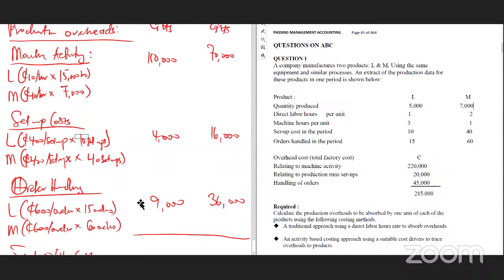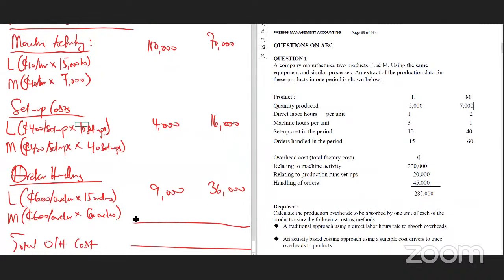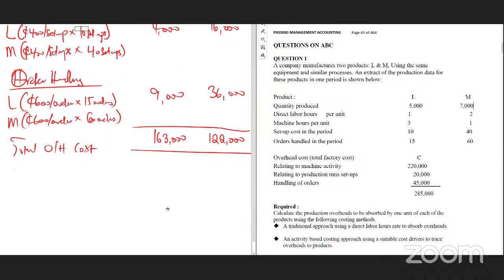And then if you add it up, you realize that we have this guy 150,000 plus 4,000 plus 9,000, that is 163,000. Then you have 70,000 plus 16,000 plus 36,000, and that is 122,000.